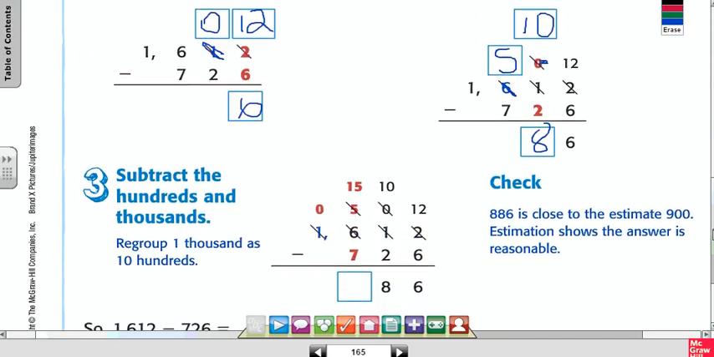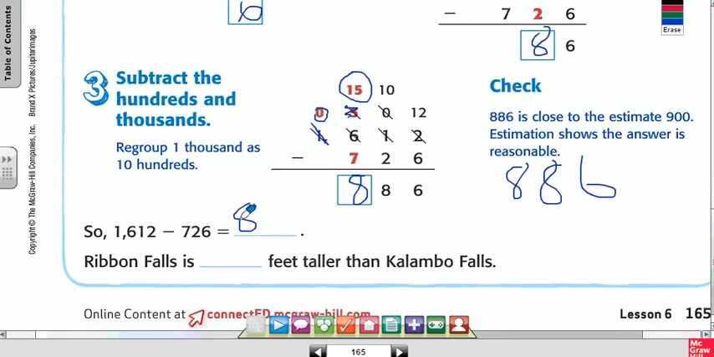So now I have 15 minus 7. Can I do that? No. I have to borrow from this one. That makes it a 0. The 1 that I borrowed goes next door. Instead of 5, I have 15. So now 15 minus 7 is? 8. So 1,612 minus 726 is actually 886. So the Ribbon Falls is 886 feet taller than the Calamo Falls.